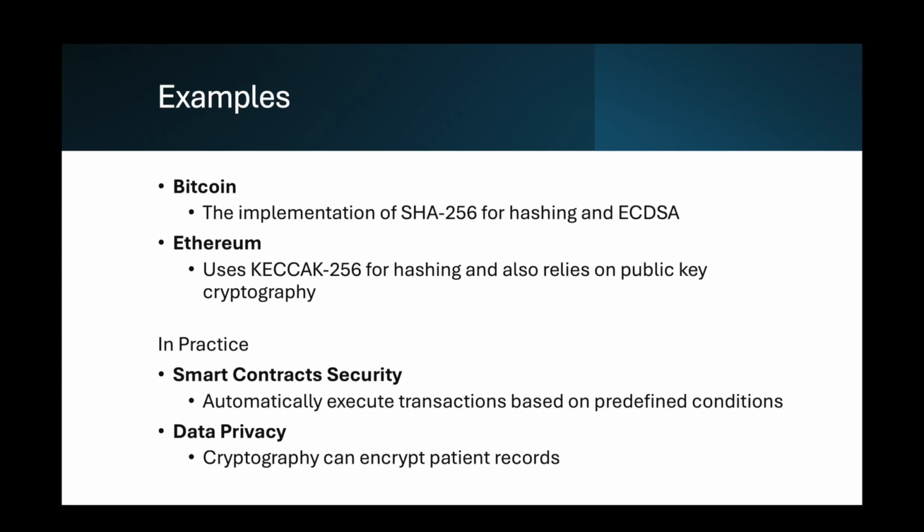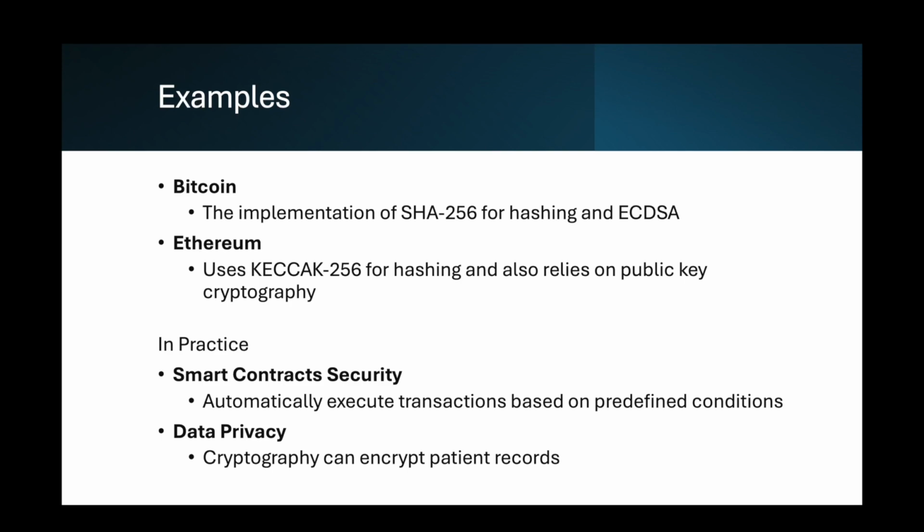Examples: in Bitcoin, the implementation of SHA-256 for hashing and ECDSA for digital signatures ensures the integrity and security of transactions on the Bitcoin network. Ethereum uses SHA-256 for hashing and also relies on public key cryptography to secure transactions and smart contract executions. In practice, for smart contract security, cryptography is essential for ensuring the security of smart contracts, which automatically execute transactions based on predefined conditions.